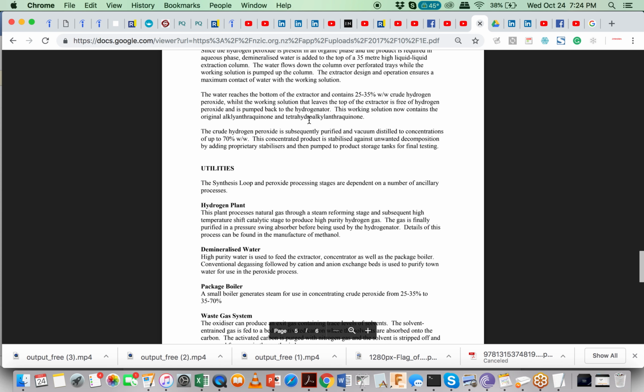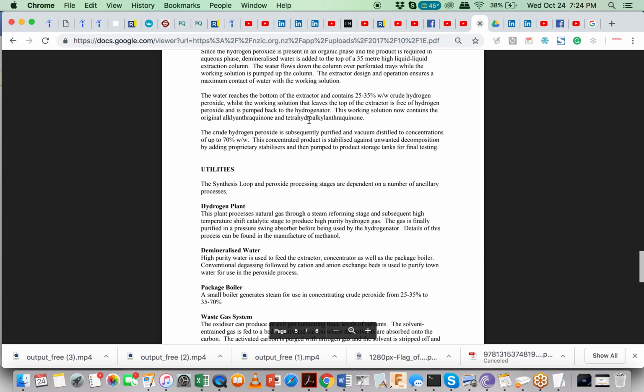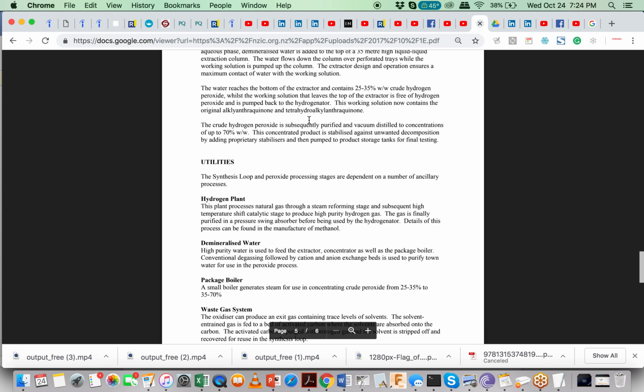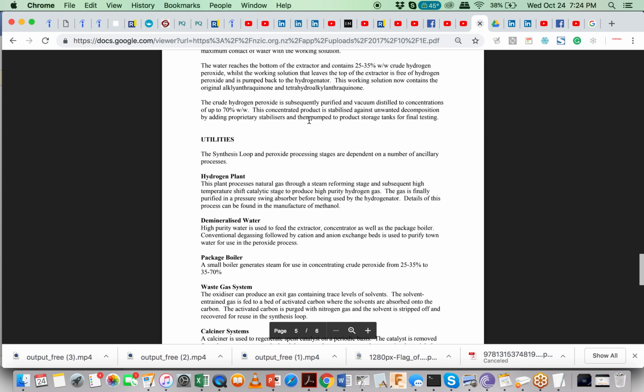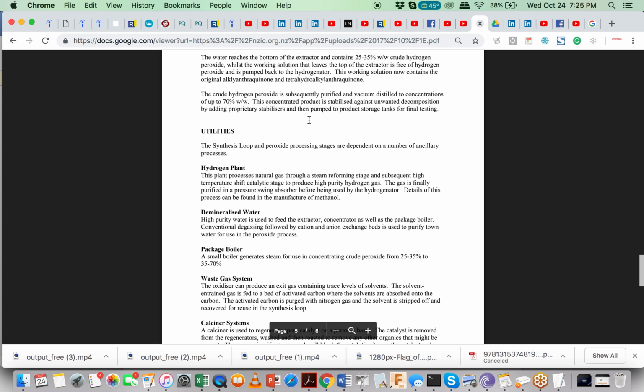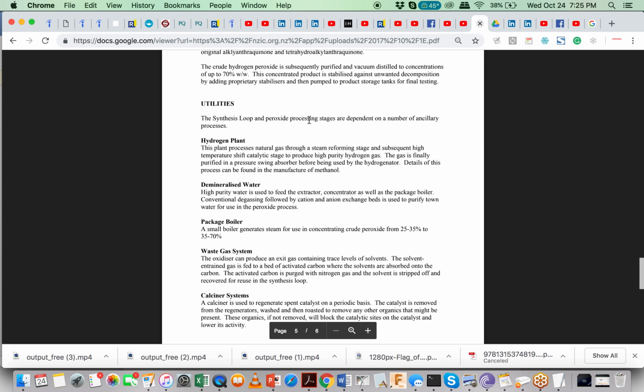The water reaches the bottom of the extractor and contains 25 to 35% of crude hydrogen peroxide, whilst the working solution that leaves the top of the extractor is free of hydrogen peroxide. The crude hydrogen peroxide is subsequently purified and vacuum distilled to concentrations of up to 70% weight.